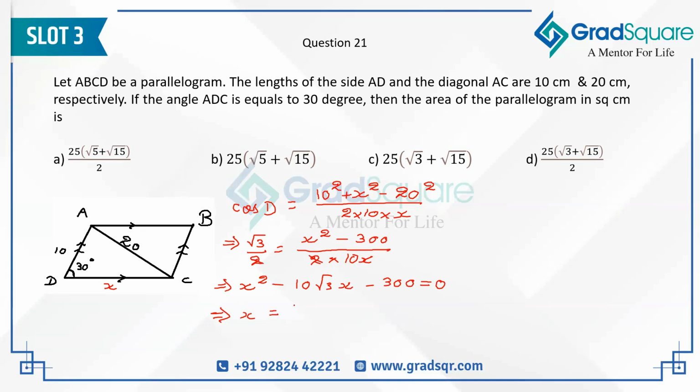So when I do that, I get minus b, which is 10 root 3, plus or minus square root of b square, which in this case is 300, minus 4ac, so minus 4 into 1 into minus 300, so that is plus 1200, all divided by 2. And if we simplify this within the square root, I have got square root of 1500. Which means I can write that as 10 root 15 and I can take 10 common outside. So I'll get 10 into root 3 plus minus root 15.